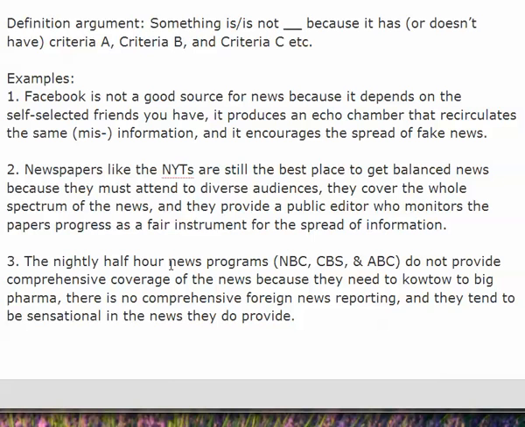Likewise, the nightly half-hour news programs, NBC, CBS, ABC, do not provide comprehensive coverage of the news because they need to kowtow to big pharma. There is no comprehensive foreign news reporting, and they tend to be sensational in the news they do provide. Okay, so those are just the kind of examples. Frankly, your paper will be easier to write if you write it as a definition argument. Just keep that in mind.